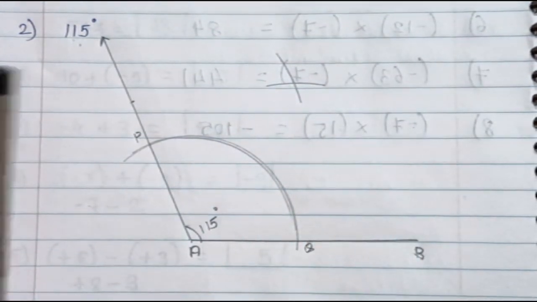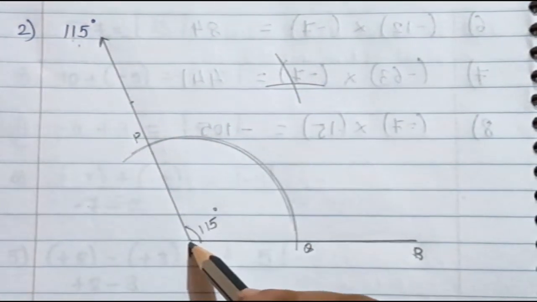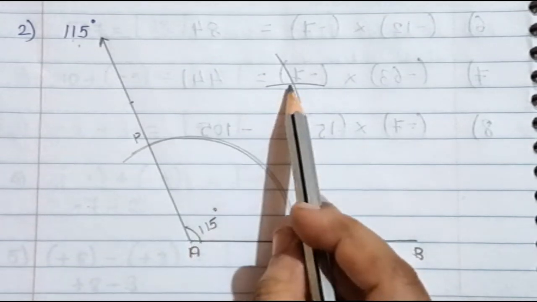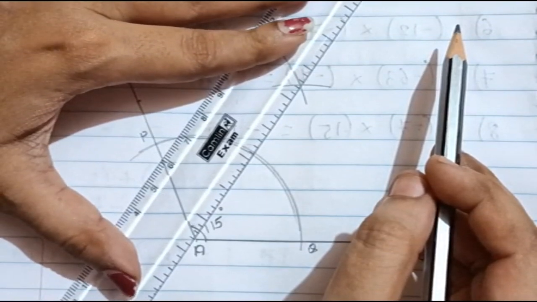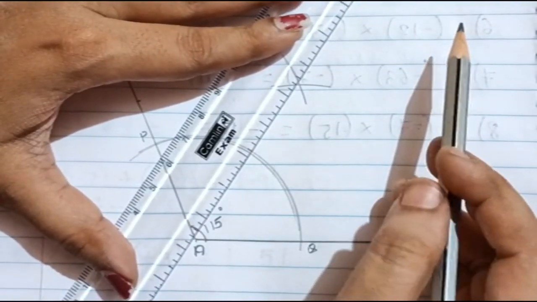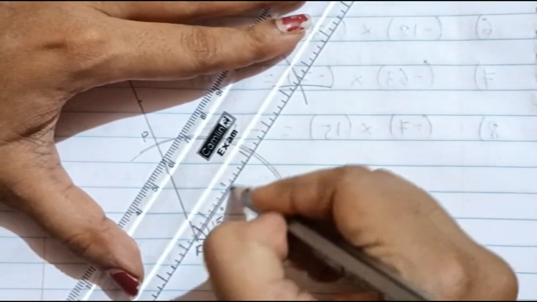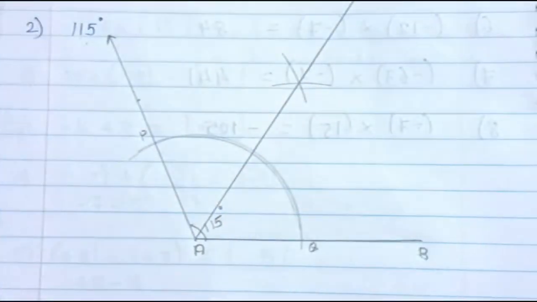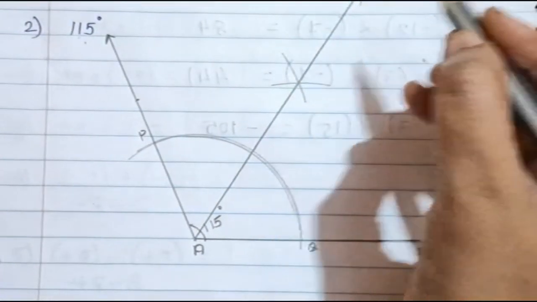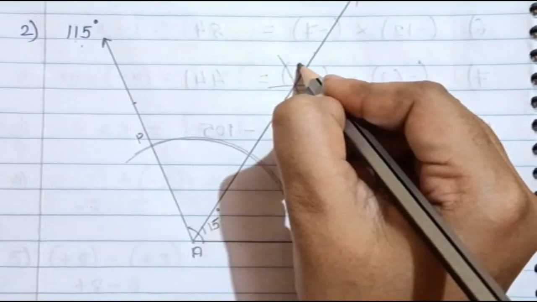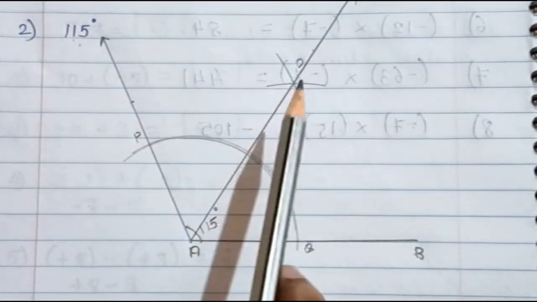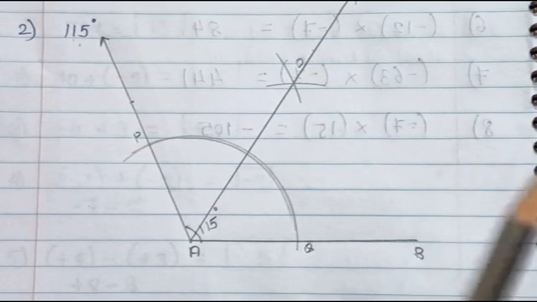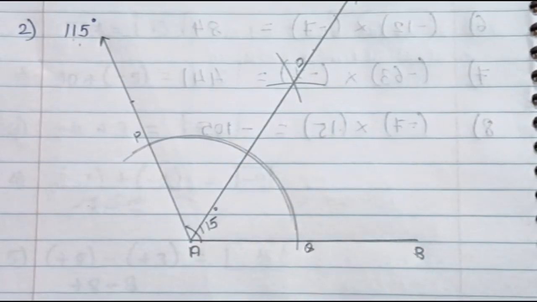Now what I have to do? I have to draw a line, another ray, passing through this center. Okay, I'll start from A and then I'll pass it through and name this point O. So here you have got the angle bisector for 115 degrees. Is that clear? Now let's solve the next one.